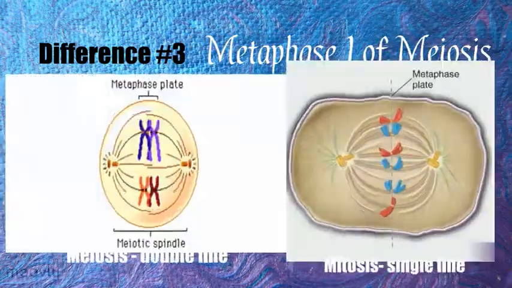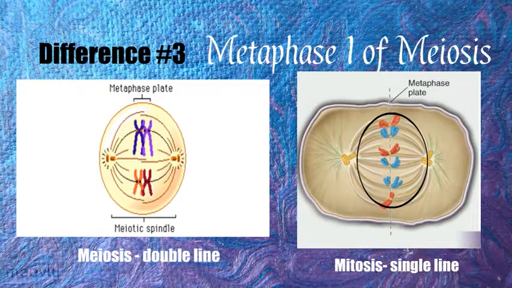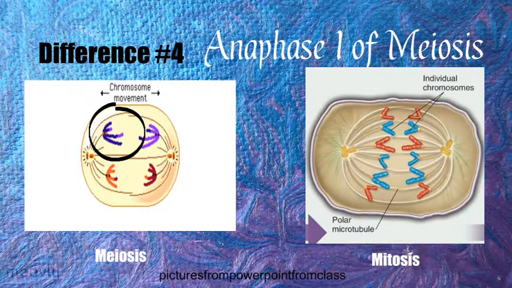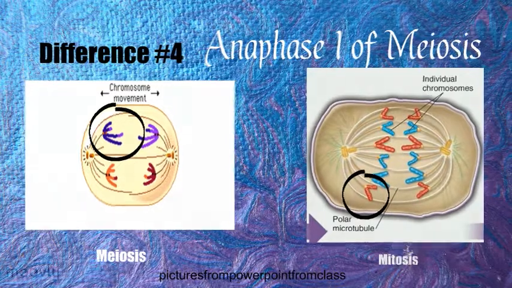Another difference is seen in metaphase I. Rather than lining up in a single line along the metaphase plate, the bivalents form a double line. This double line causes homologous chromosomes to separate in anaphase rather than sister chromatids separating. The cells then separate as normal in telophase and cytokinesis.